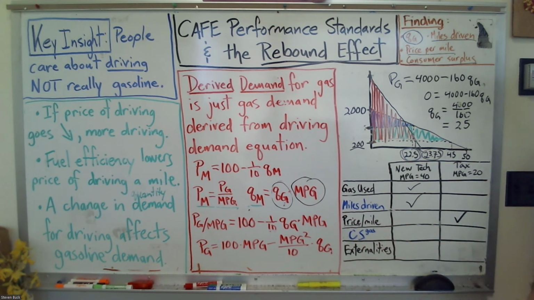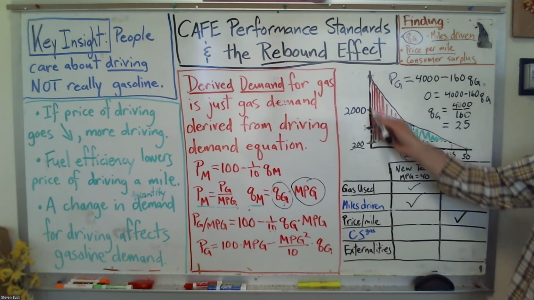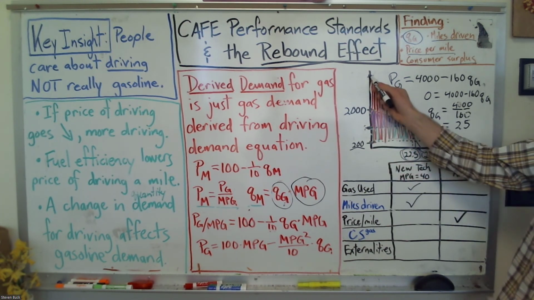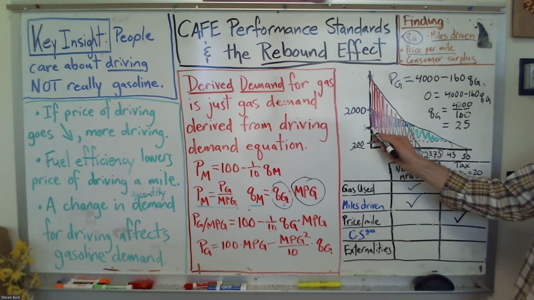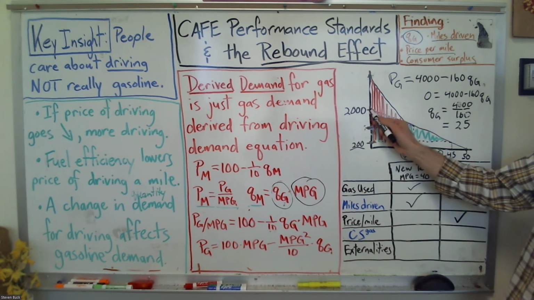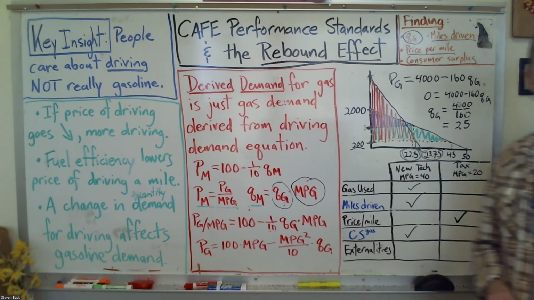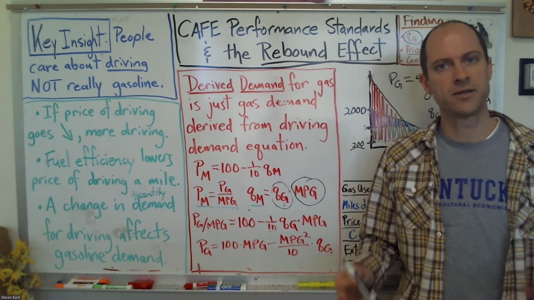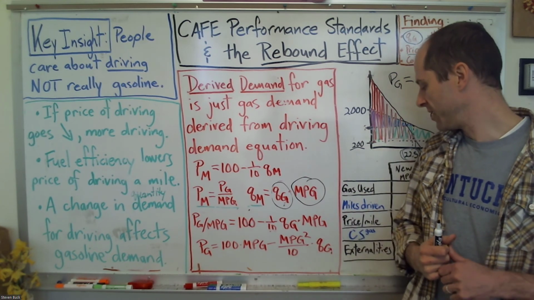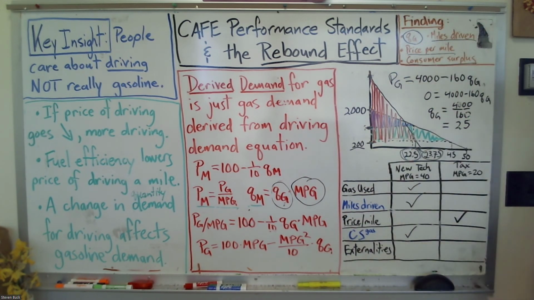Finally, is consumer surplus going to be greater under the new technology or the tax? It's pretty clear that this consumer surplus associated with the new technology is greater than the consumer surplus associated with the tax. And so, much greater consumer surplus under the energy efficiency policy.